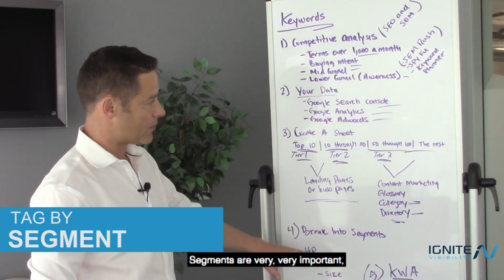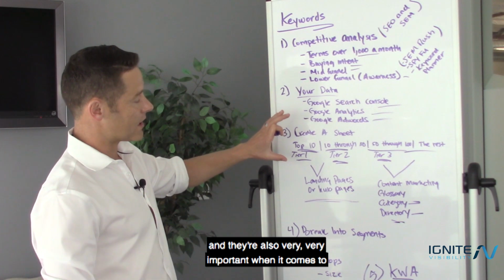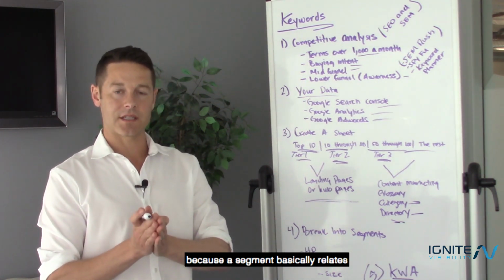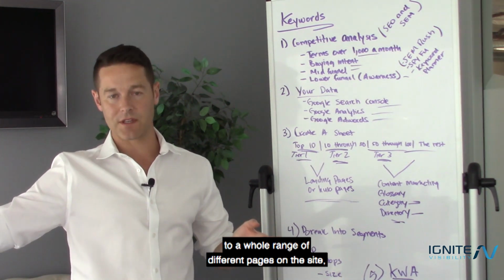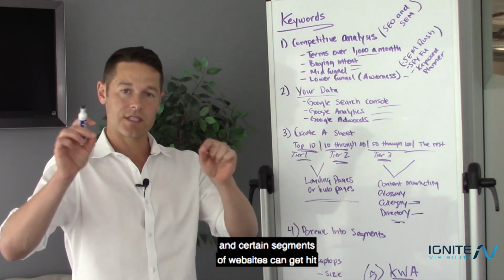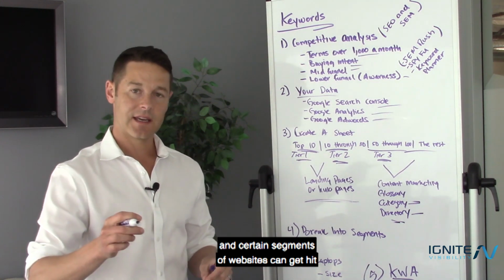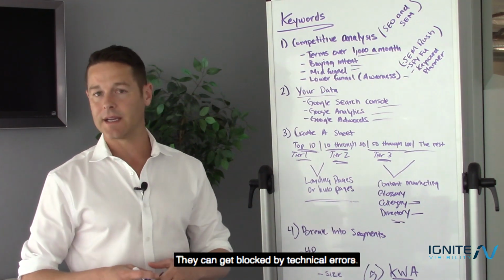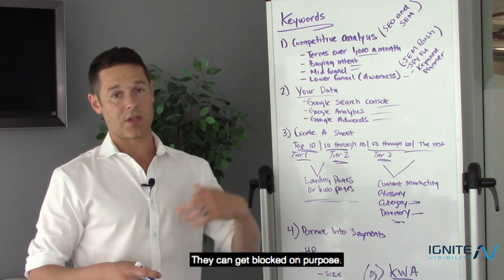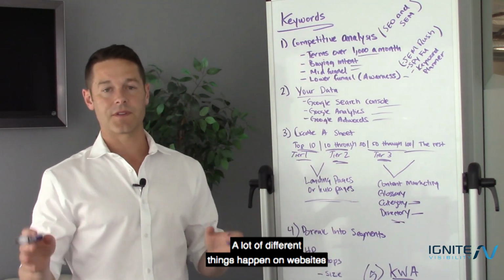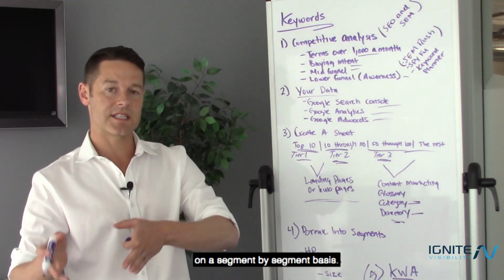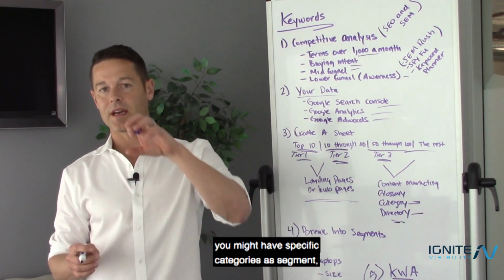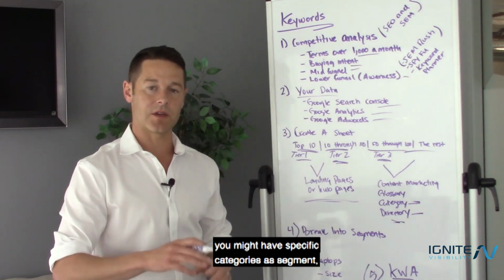Segments are very, very important, and they're also very, very important when it comes to looking at the keywords on your website, because a segment basically relates to a whole range of different pages on the site, and certain segments of websites can get hit and hurt by Google algorithm updates. They can get blocked by technical errors. They can get blocked on purpose. A lot of different things happen on websites on a segment by segment basis. So, you know, you might have a blog as a segment, you might have specific categories as a segment, and so on and so forth.